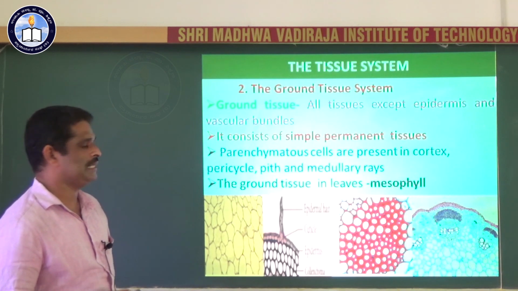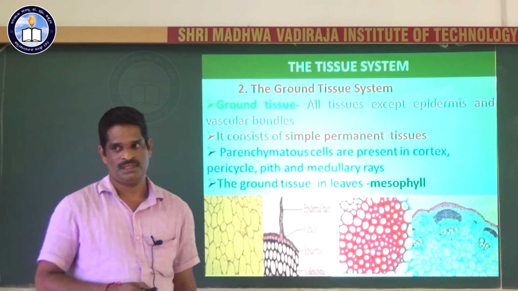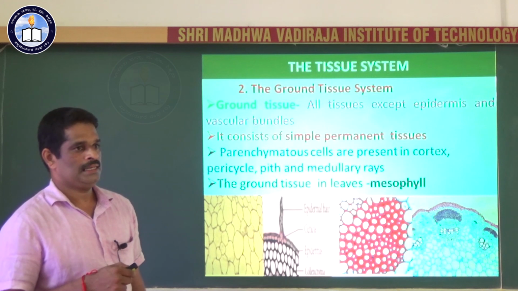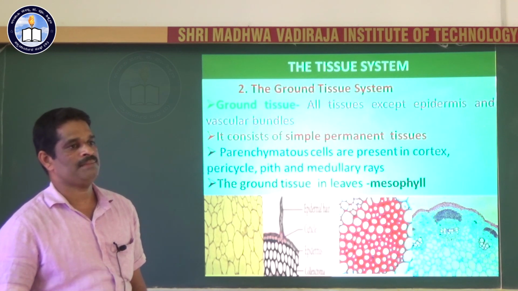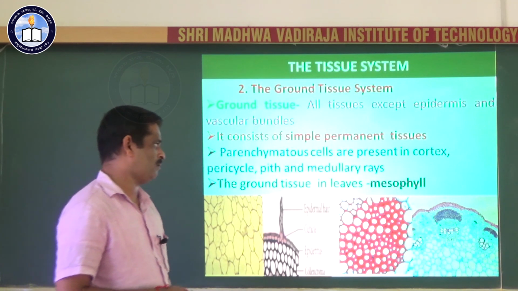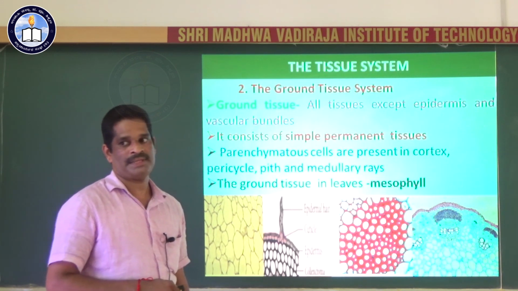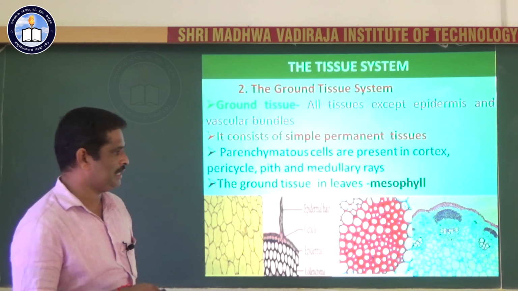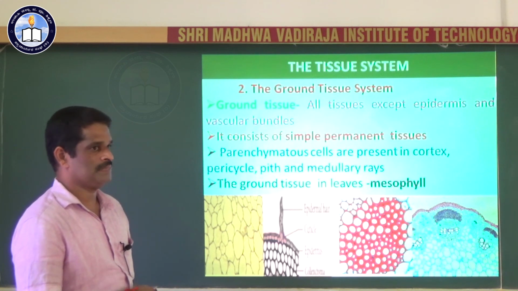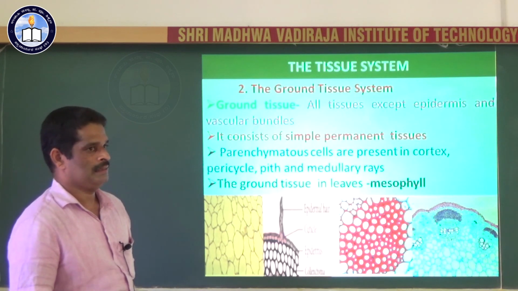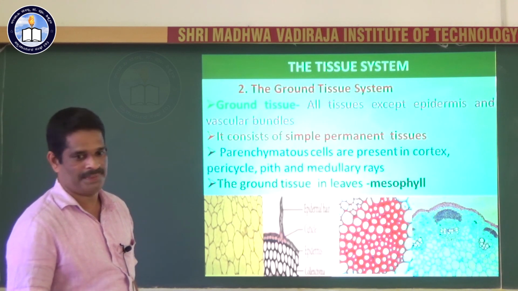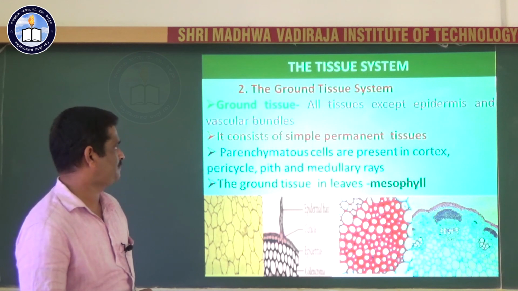The ground tissue in leaves is called mesophyll. Between the upper epidermis and the lower epidermis, chlorophyll containing parenchyma cells are present that help in photosynthesis. That is what we call the chlorenchymatous parenchyma, the tissue that we call the mesophyll. What is a mesophyll? Mesophyll is the photosynthetic parenchyma cells present between the upper and lower epidermis of the leaf.